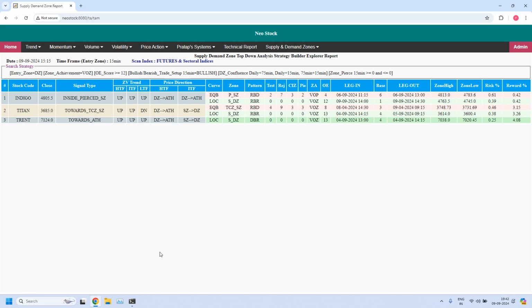All these 3 stocks are having LTF, ITF, HTF confluence and also a bullish trade setup for daily income trade. The HTF time frame is daily, so the daily zones, that is 15 and 75, are part of the daily, and the daily trend is up in all the 3. In all these 3 stocks, if any daily EMA confluence is there, that is a high probability trade setup.